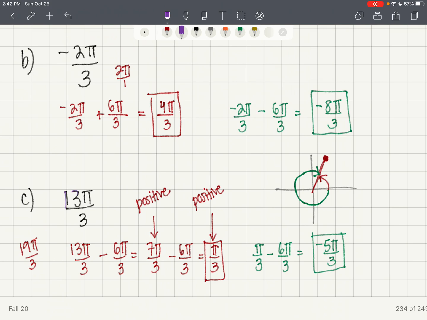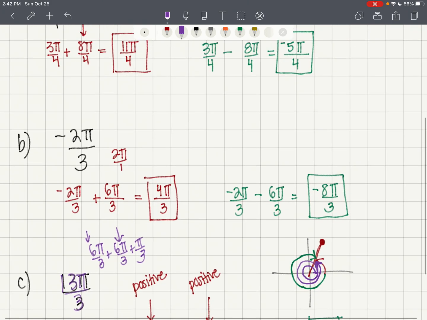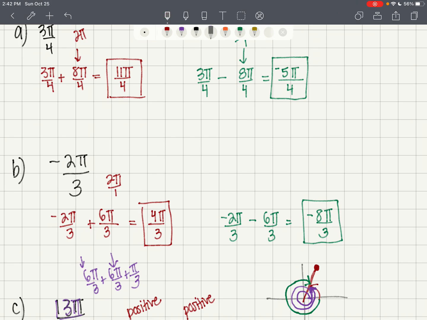Now what does 13 pi over 3 look like? It looks like a positive angle with one revolution, another revolution, and a partial revolution. It's 6 pi over 3, 6 pi over 3, and a pi over 3. See, a full revolution, and then a partial turn of pi over 3. We can graph the same thing.